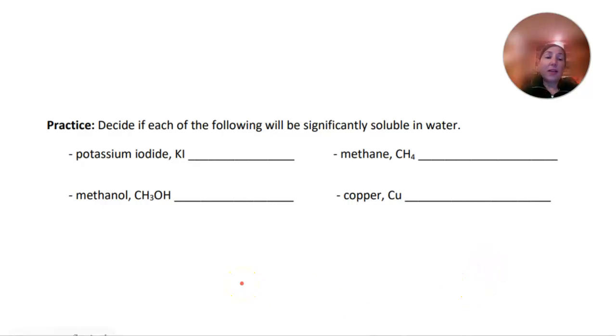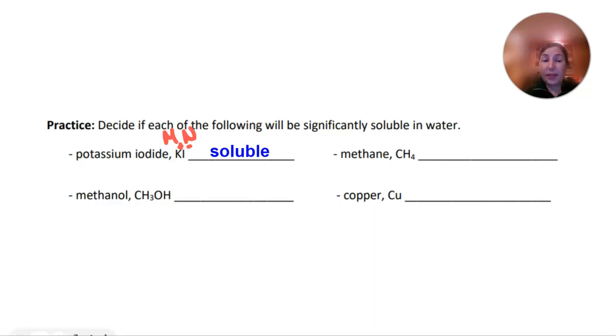So here let's practice. Let's decide if each of the following will be significantly soluble in water. The first one we've got is potassium iodide. We have to ask ourselves, is this ionic? Is this polar? Is this nonpolar? Potassium iodide starts with a metal, potassium, and a nonmetal, iodine, and we've got a plus charge and a minus charge. So this is ionic. Since it's ionic, it'll be soluble in water.